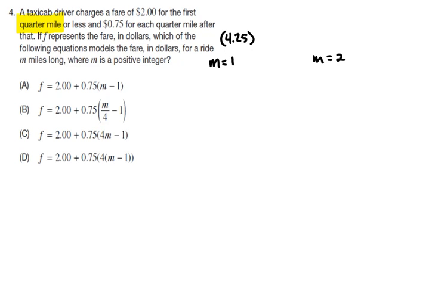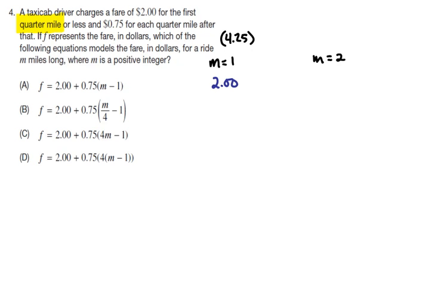Now if we use the first one, A, when m is equal to 1, you're only going to have $2. Because 1 minus 1 would give you 0. 0 times 75 cents would give you 0, plus $2 would be $2. So that is an undercharge there because it should be $2 for just the first quarter of a mile. They're missing the 3 75-cent charges.